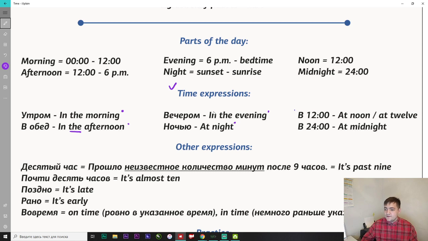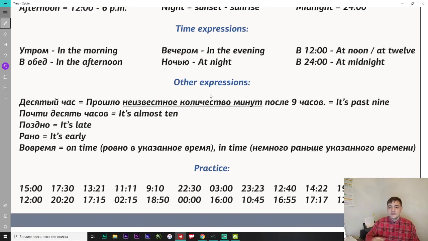So next, в 12 часов, at this exact time, you say at noon or at 12. Okay, let's meet at 12. Okay, no problem. And 24 hours or midnight, right? This is called midnight. When you do something at this exact time, you say at midnight. So for example, it's good to switch off your Wi-Fi at midnight, to sleep better. I hope that's clear. Let's move on to our next part of the lesson, which is other expressions.